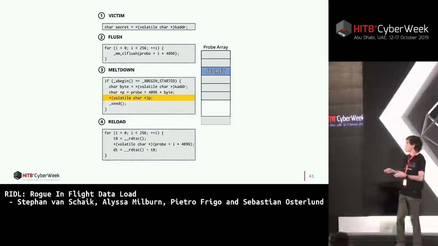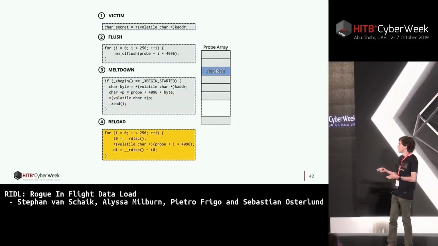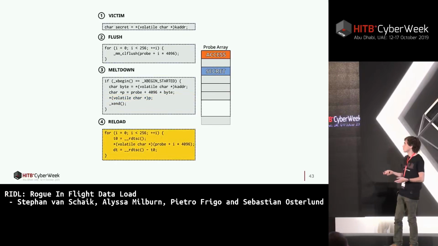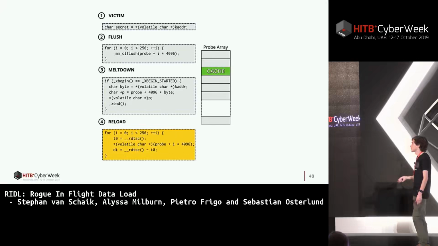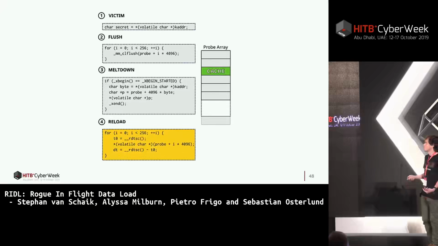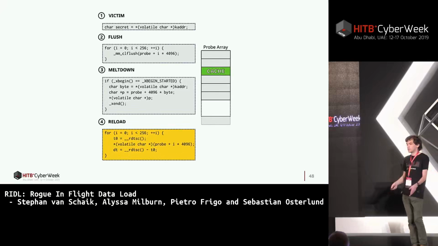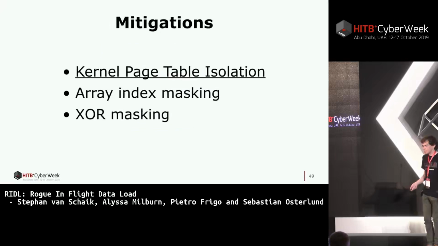So now something in the probe array gets cached, and the attacker can now simply proceed with the reload step, where it basically starts timing every entry again. So the first one is slow because it's from DRAM, the second one is slow because it's from DRAM, and the third one is fast because it has been cached. And what does this mean for the attacker? Well, the attacker now knows that the third entry has been cached, which means byte 2 was the one that it read from the kernel address.